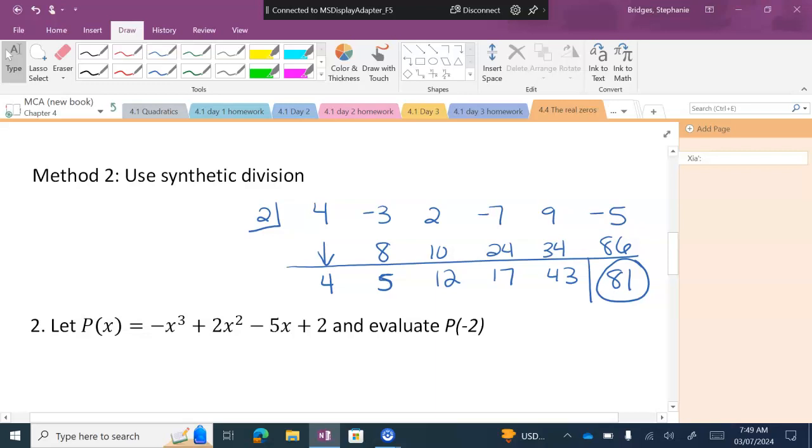The only thing I would say about plugging it in, if you choose to do that method, be very careful with your signs. Those will throw you off. Again, you can either plug it in and work it out, or you can use the synthetic division, and your remainder will be your answer.